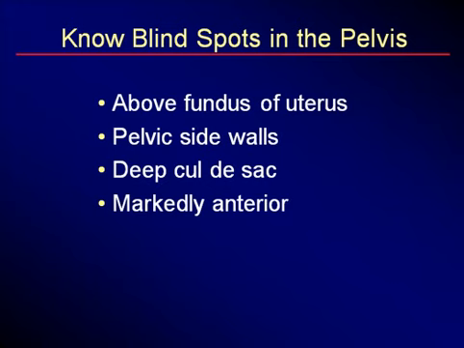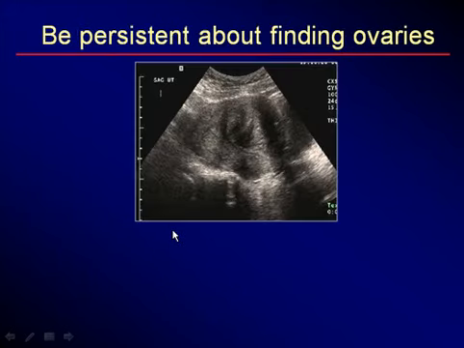You should know the blind spots in the pelvis. The blind spots are far above the fundus of the uterus, far lateral on the pelvic sidewalls, deep in the cul-de-sac, or very far anterior. You should be persistent about finding ovaries.